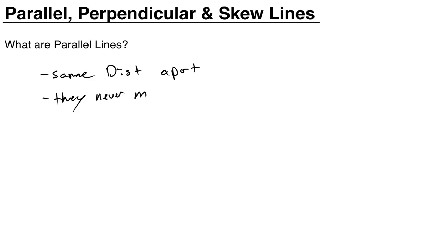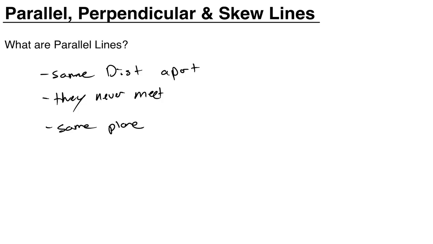So if you think of train tracks, for example, the two individual parts, they never intersect, right? They're always the same distance apart and they never meet. They lie in the same plane. And then they're also in the same slope. Now this is just a bit of extra information. This is for coordinate geometry, for example. We don't need to focus on that now.